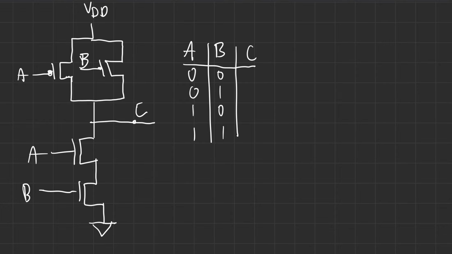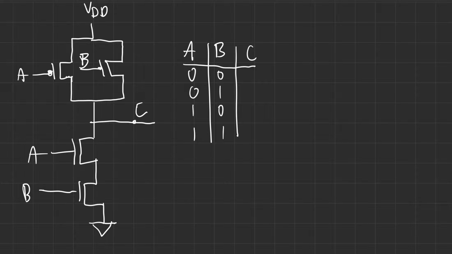Okay. Let's go through all of these. These A's and B's: this is the same A, and this is the same B. We're basically using the PMOS and the NMOS parts of the circuit as a complementary pair. We're going to see what comes out at C.